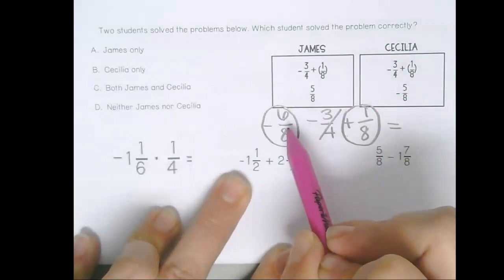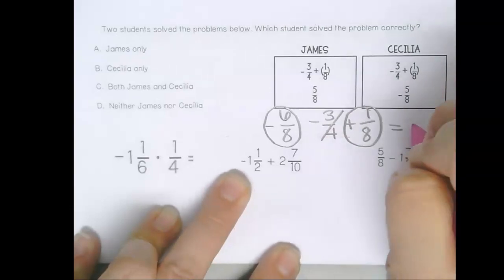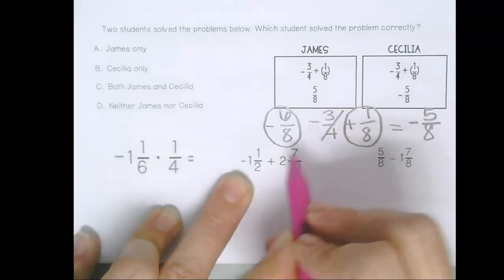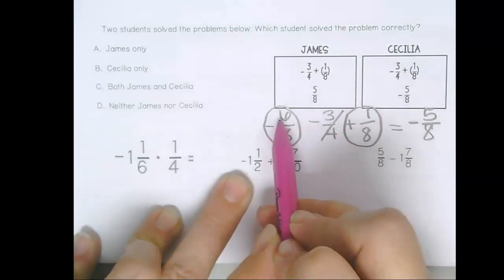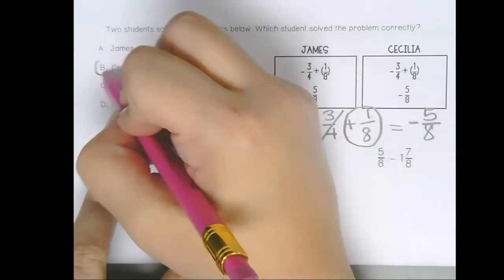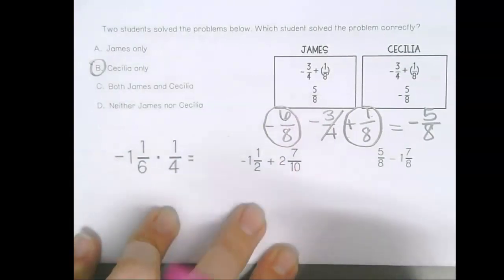But because I have a negative here and a positive here, that's going to create a 0 pair. So what I end up with is negative 5 over 8, because remember that denominator doesn't change. So we have a negative 6 and a positive 1. When we combine those, that would give us negative 5. So who is correct? Cecilia is correct. James forgot his negative sign.